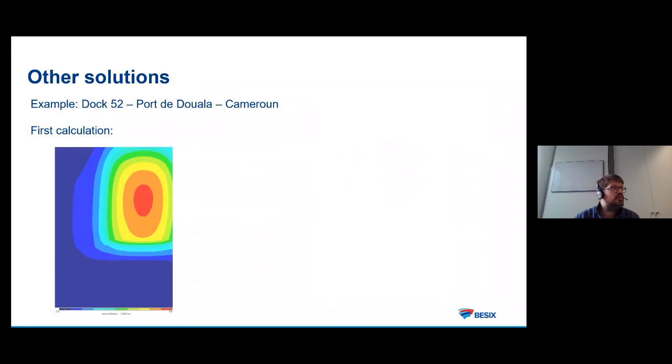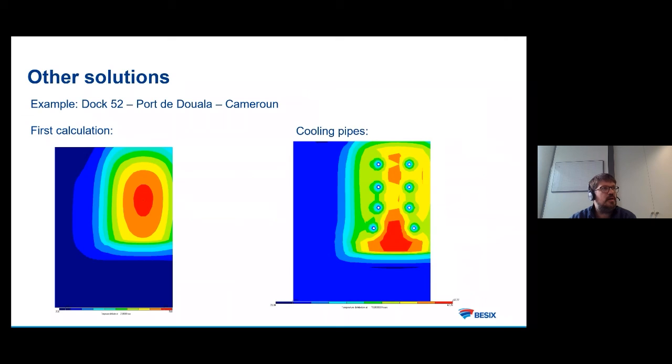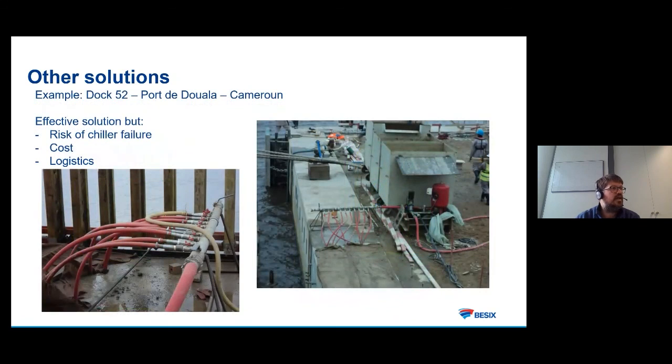In the first calculation, we were seeing that we were going really too high, at 75 degrees. The first calculations with the cooling pipes showed that we were already going down to 67 degrees, and we still had a red part where we had to put another pipe inside to reduce it. So these are pipes in the concrete with cold water going inside to cool down the concrete during the hydration process. It looks like this: the pipes go inside the concrete, but it costs a lot. Logistically, it's a nightmare, and you always have trouble with the machines.